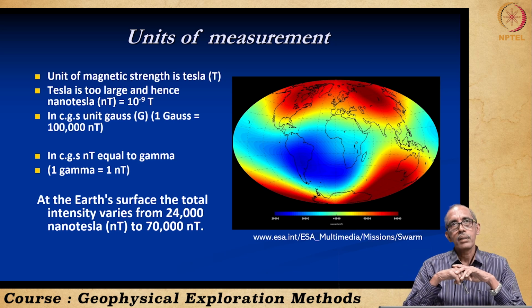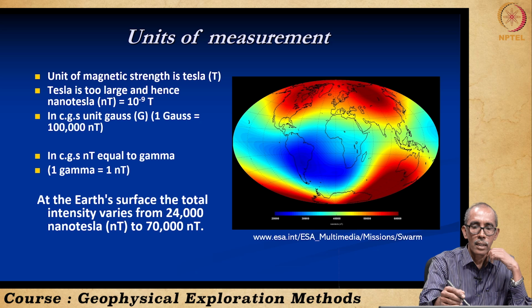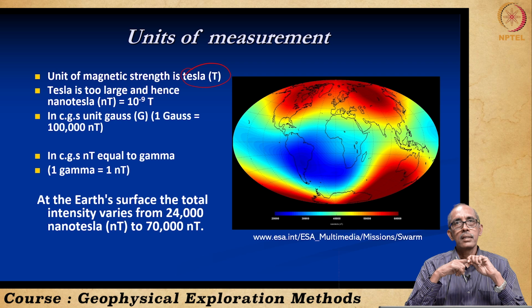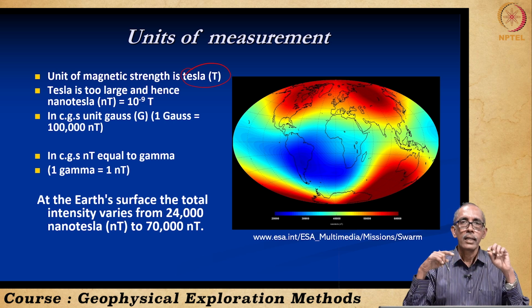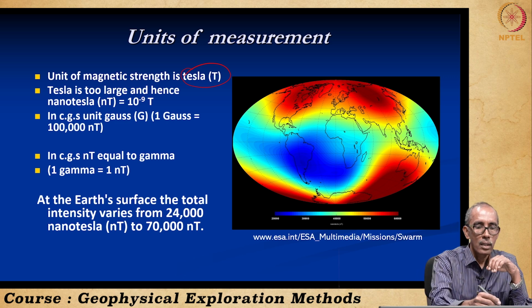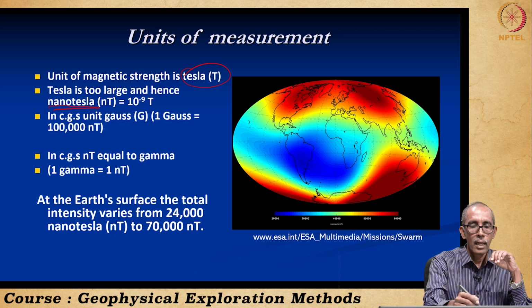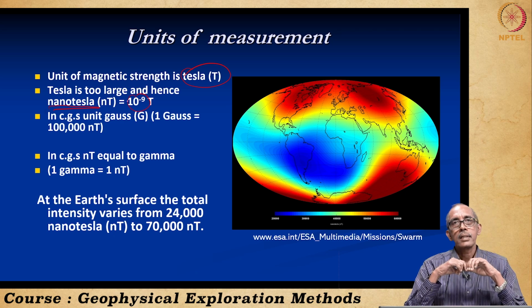What is the unit of measurement? The unit of measurement is Tesla, referred to by the capital letter T. However, in magnetic methods of investigation, the value of a Tesla is too large for us. Hence, we use a much smaller unit known as nanotesla, which is 10 power minus 9 times a Tesla.